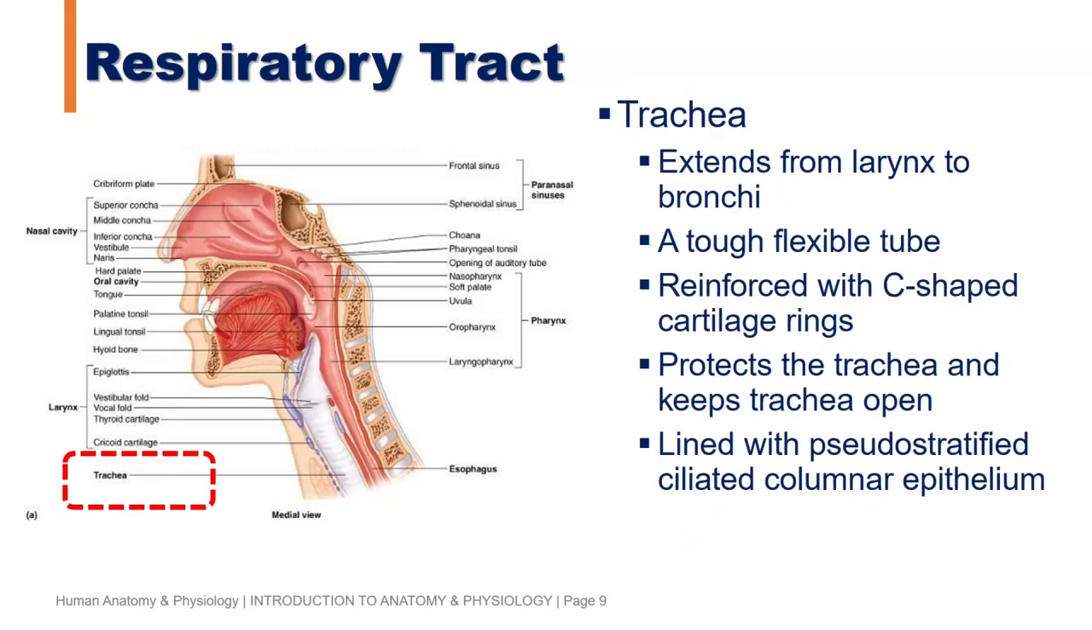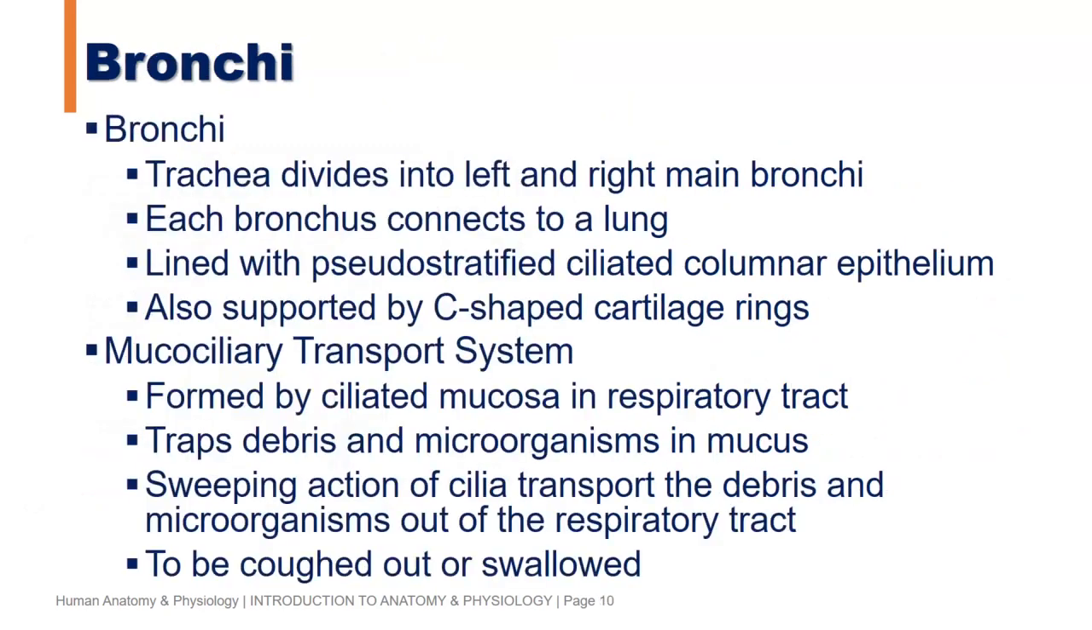Trachea extends from the larynx to the bronchi. It is a tough, flexible tube reinforced with C-shaped cartilage rings. It protects the trachea and keeps the trachea open. It is lined with pseudostratified ciliated columnar epithelium. Bronchi. The trachea divides into left and right main bronchi. Each bronchus connects to a lung. It is lined with pseudostratified ciliated columnar epithelium, also supported by C-shaped cartilage rings.